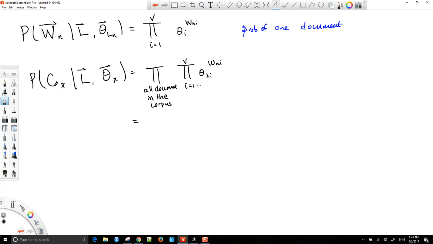Okay, and then this product just ends up being the product over all of our words of theta x comma i raised to the natural count of i. Basically it's the count of word i across all documents with that label.